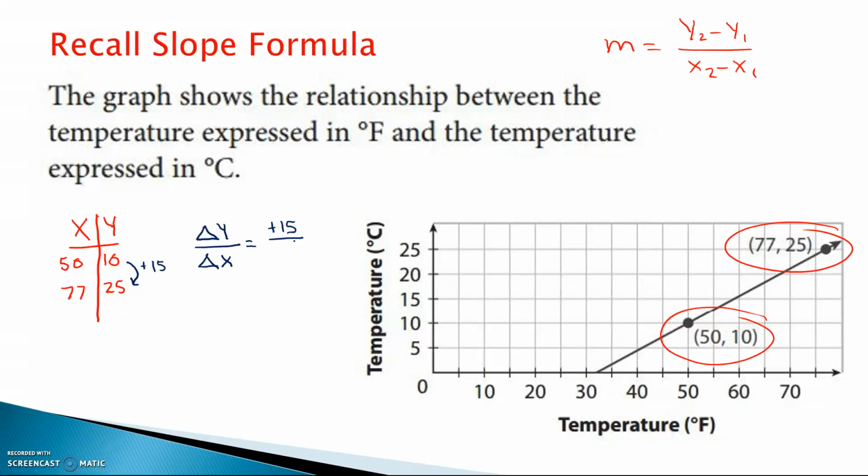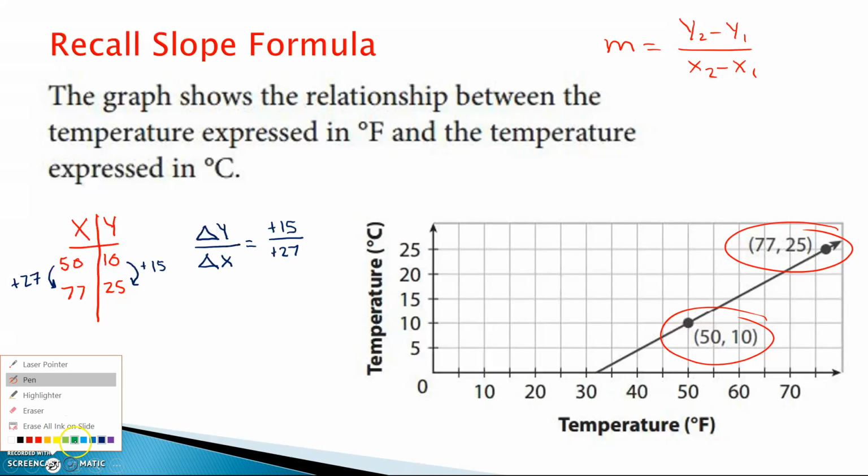How much are the x's changing by? How the heck did I go from 50 to 77? Well, that's an addition I have to add. It's increasing by 27. So the changes in the x, delta x, is going to be positive 27. Now you always want to ask yourself, can you divide? Can you simplify this? Well, 15 doesn't divide nicely by 27, right? But I can actually still simplify this by 3.